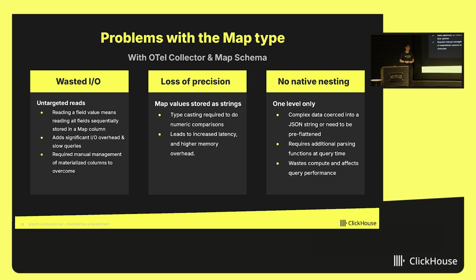But there are a few problems with this map type. One of the first ones is wasted I/O, as Daniel was mentioning. The map type, when you're searching on it, can be a little bit expensive. It does a linear scan over the data, and that inevitably adds significant I/O overhead. So usually to combat this, you might be materializing out specific properties in a map. You might be doing map sharding, for example, which is another great way of doing it. But basically, there's going to be some overhead to manage minimizing the I/O usage of your map types.